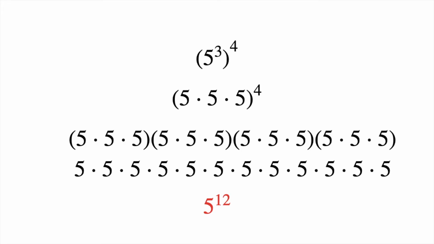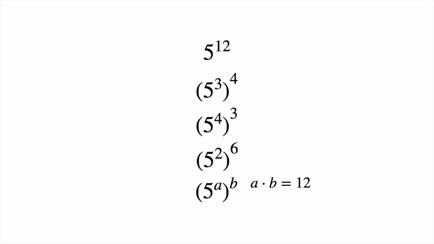And this is how we usually use this law, to make things more concise. But we could also use it in reverse. If we had 5 to the 12th, we can write that as 5 cubed to the 4th, or 5 to the 4th cubed, or 5 squared to the 6th, or whatever we want, as long as the exponents multiply to 12. That's our choice. Now let's look back at our original question. We can write these exponents as any factors of 2,000 and 3,000 that we like, but remember, it would be easiest if they were the same.